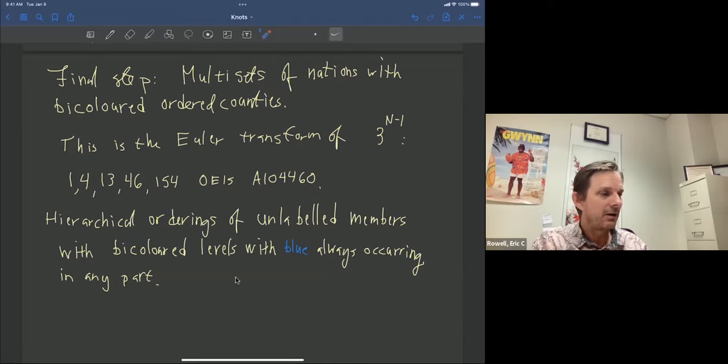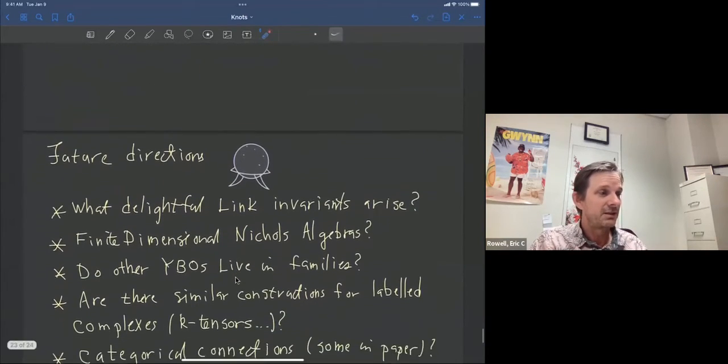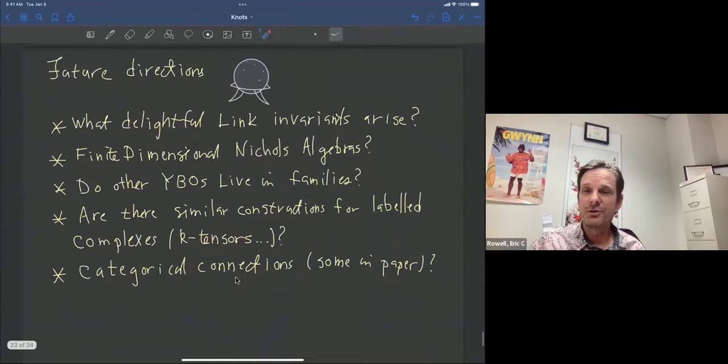So we can condense all this down from solving the charge conserving Yang-Baxter equation to counting hierarchical orderings of unlabeled members. So there's no label here, with bicolored levels, and blue always occurs in any part. That gets rid of the symmetry between red and blue. So that gives us a combinatorial thing. So that's the story. Let me talk a little bit about future directions.